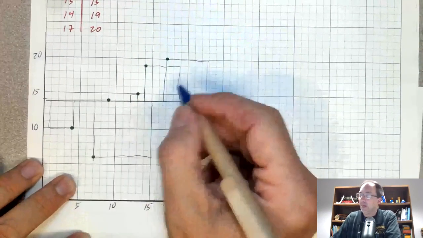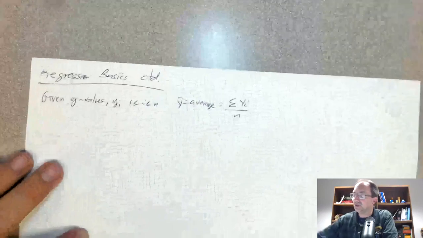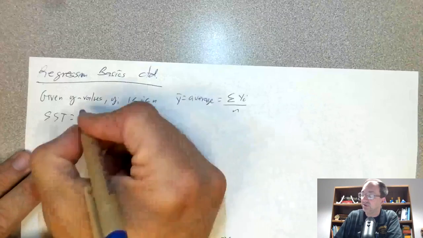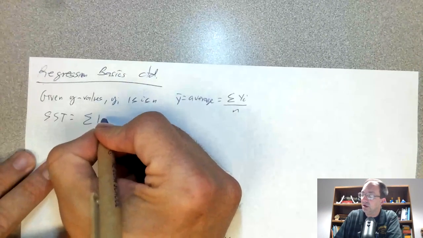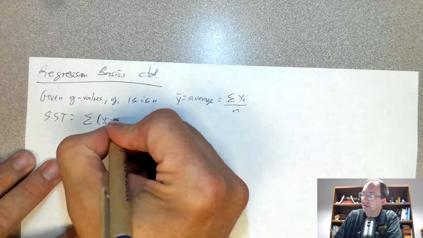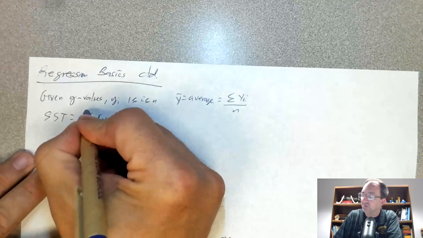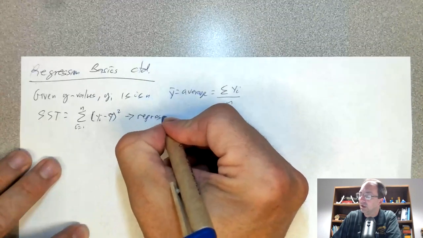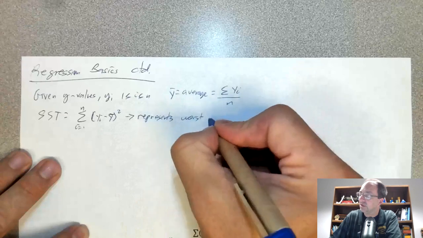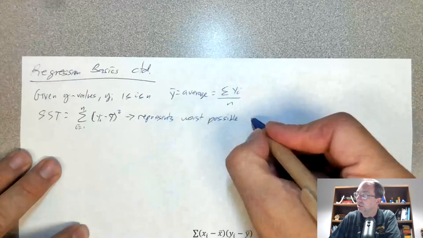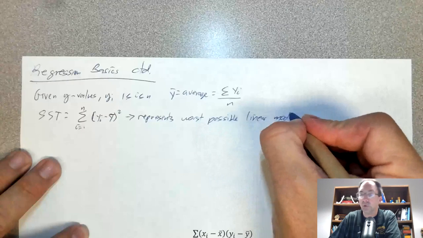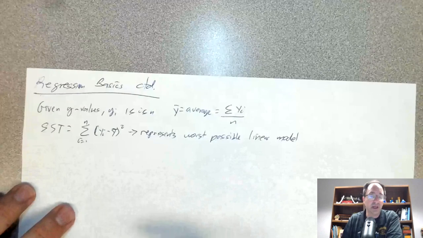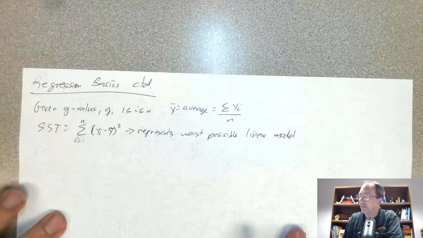And so that's a lot of area. But basically, the area of all those squares is known as SST. So SST would be the total sum of the squares, in other words, the sum of yi minus y bar squared, where i goes from 1 to n. And this represents the worst possible linear model. Again, we're assuming that we're at least doing something logical, that we're not just doing a ridiculous model of y equals 1,000,000 or something like that.